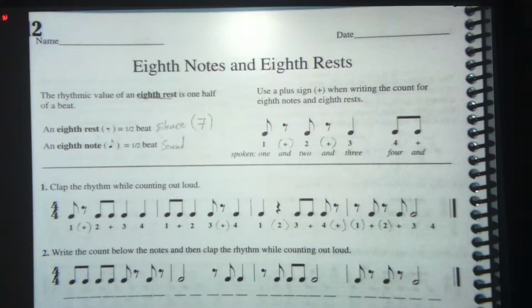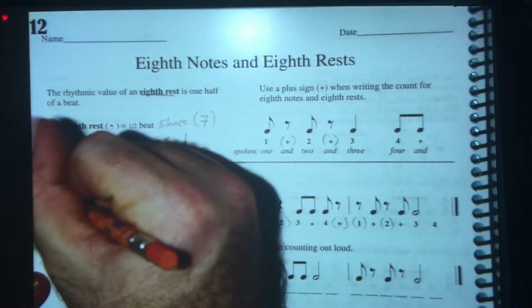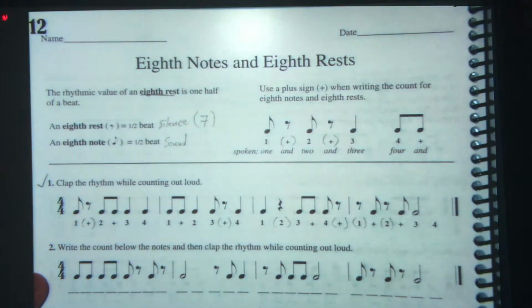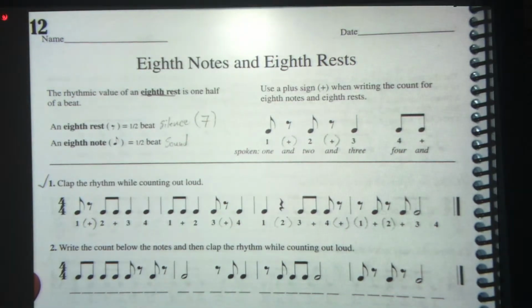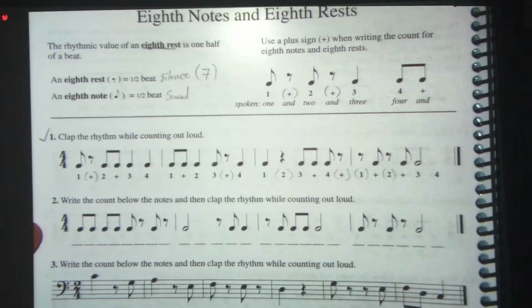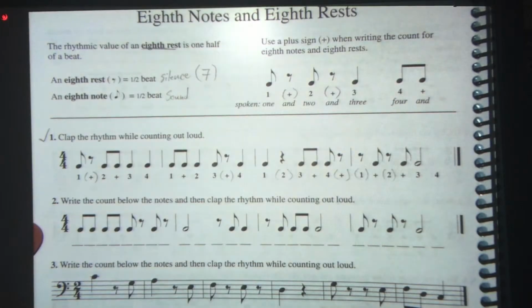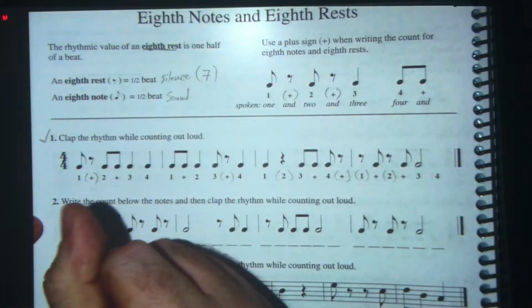Of course, being able to write your numbers, clap and count them, and then perform them on the instrument is our final goal. And if you have a strong sense of beat and pulse, you'll be able to do just that. The only way you get that is by doing it. Put a check there next to number 1. Number 2, write the count below the notes and then clap the rhythm while counting out loud. So number 1, they gave you the numbers. Now we have to write our own.